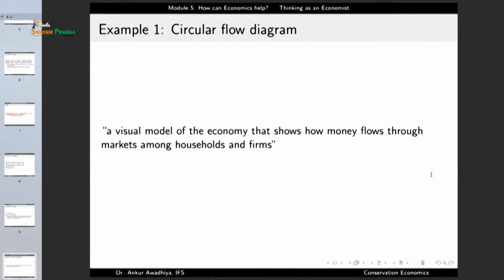So let us now have a look at certain models that we commonly use in economics. The first one is the circular flow diagram. It is a visual model of the economy that shows how money flows through markets among households and firms. So the circular flow diagram is a visual model. It is a model and it helps you to visualize things. It is a model of the economy and it shows how money flows through markets among households and firms.